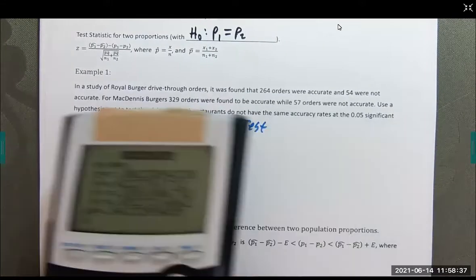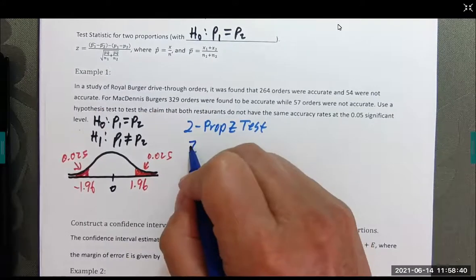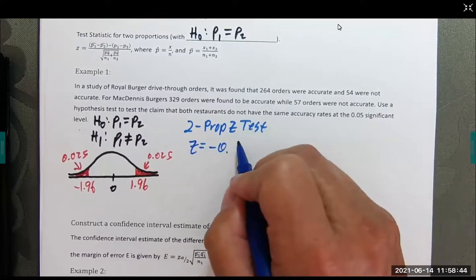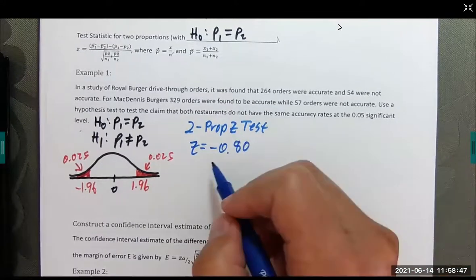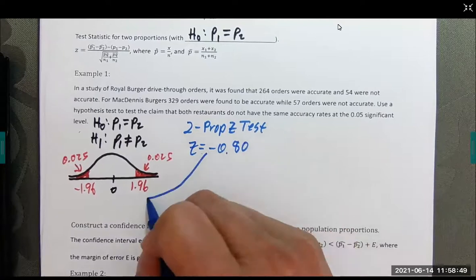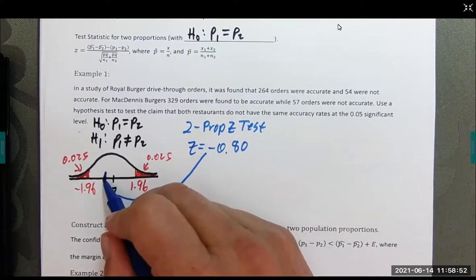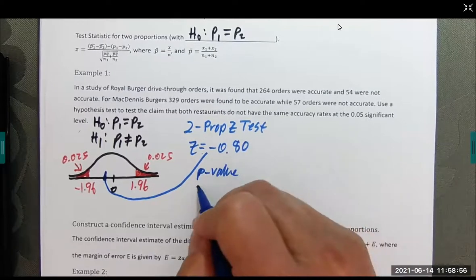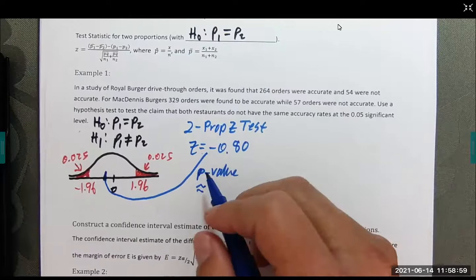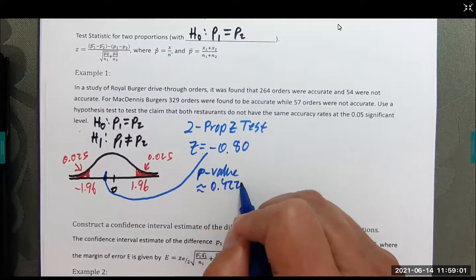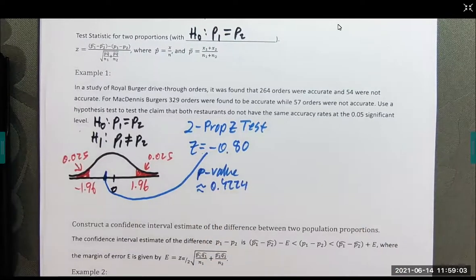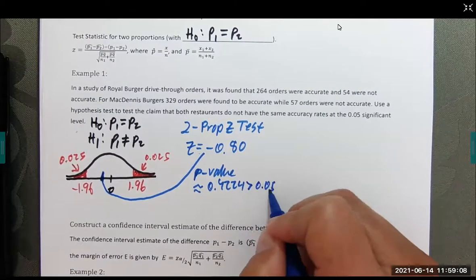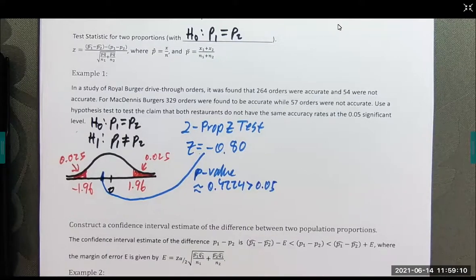And very nicely, it does it all for us. It gives us that z is negative 0.80, looks like, which is going to be right out there. Our p-value is 0.4224. I'll round that off. The point is, this is way bigger than our alpha. So we are going to fail to reject.